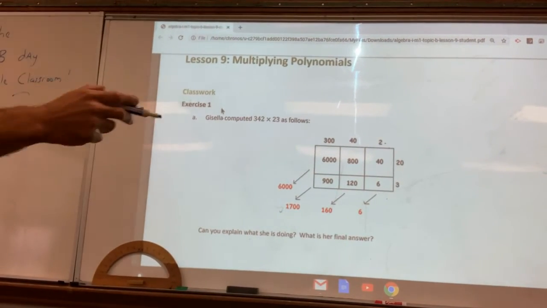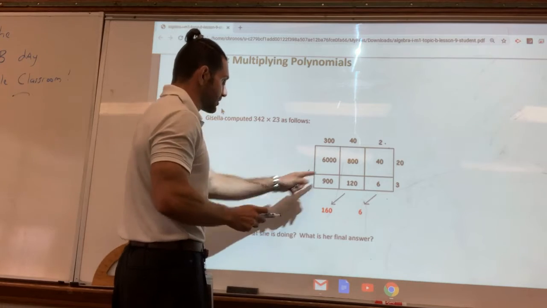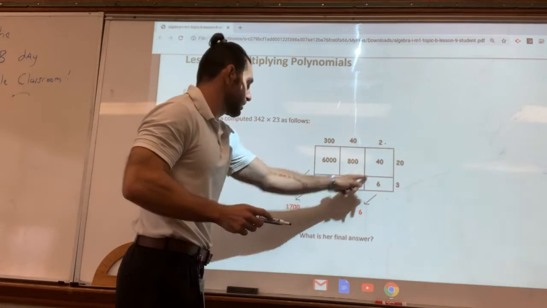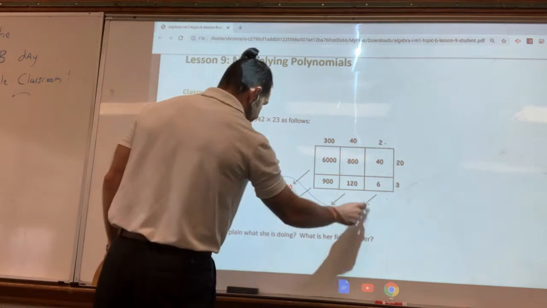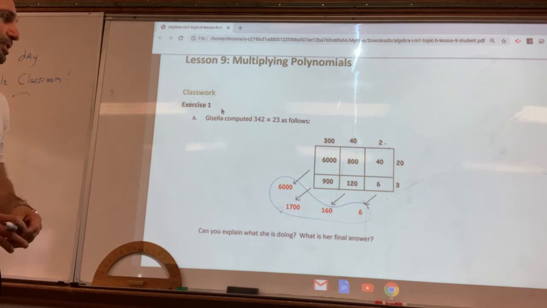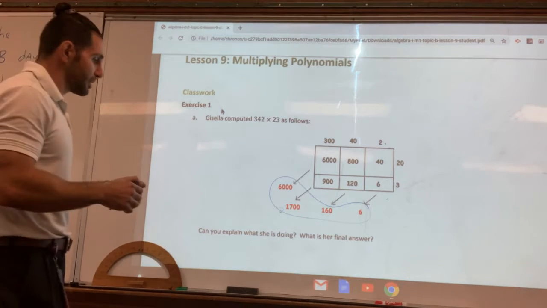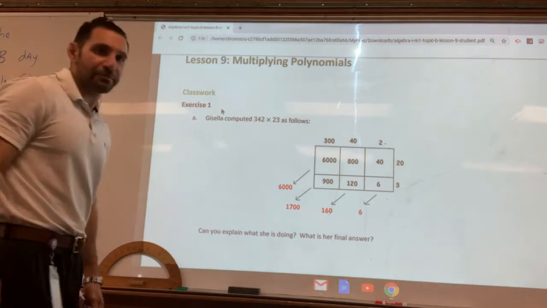The key here, though, is now we're going to combine by adding diagonally. 6,000, this is 1,700, this is 160, this is 6. So add these all together, and that gives me 7,766. Okay? Can you explain what she is doing? What's her final answer? Most of you have done multiplication like this before because it's the new way of math.